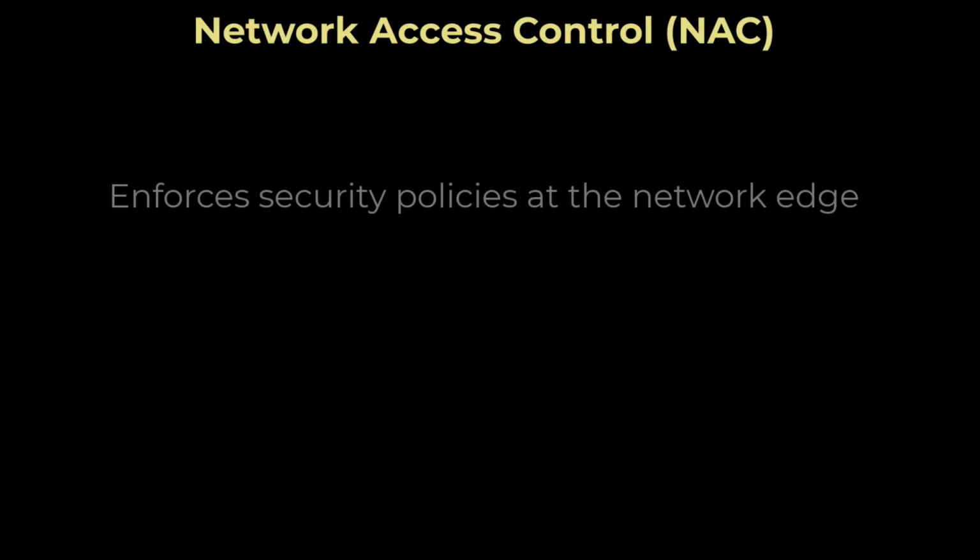Implementing network access control (NAC) solutions, such as Cisco Identity Services Engine (ISE), can help enforce security policies at the network edge. NAC ensures that only compliant and authorized devices can access the network, providing an additional layer of security for the EVPN-VXLAN segments.